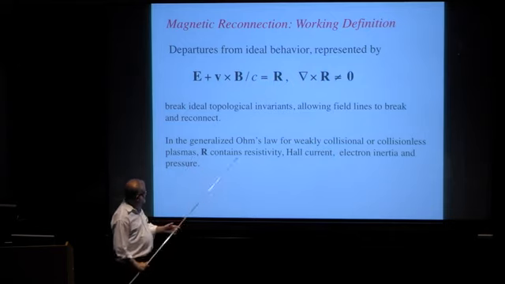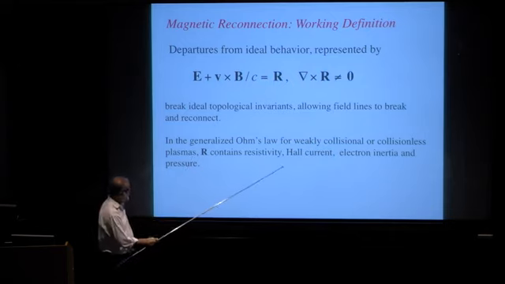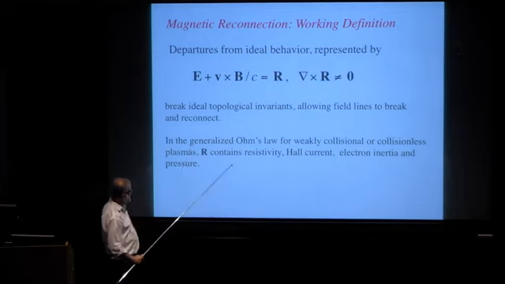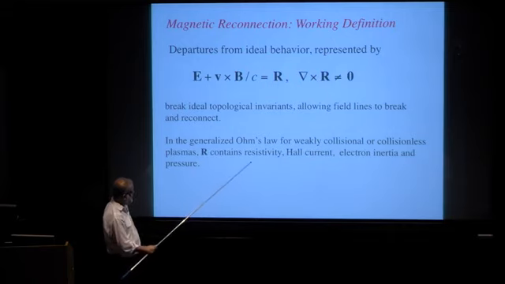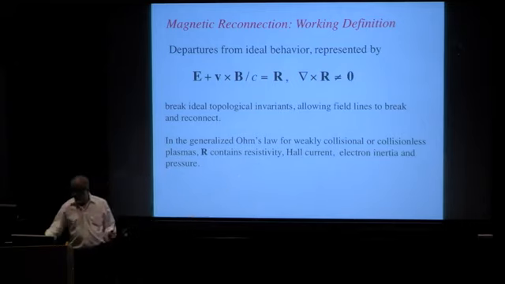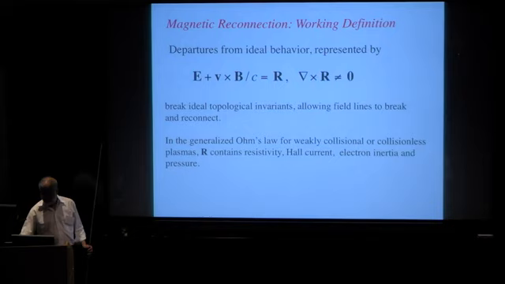And when can this occur? This can occur in a whole variety of ways, either through collisions or even in collisionless plasmas. And as I will talk about as the lecture proceeds, R can contain all sorts of non-ideal effects: resistivity, Hall current, electron inertia, and pressure tensor, all of which violate this, giving curl of R not equal to zero.